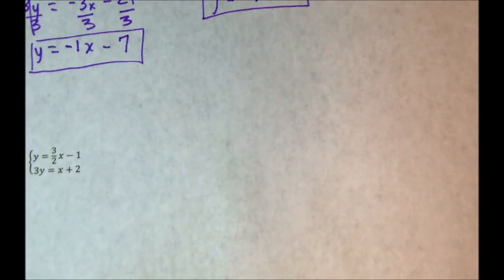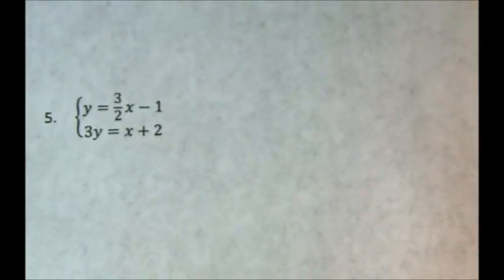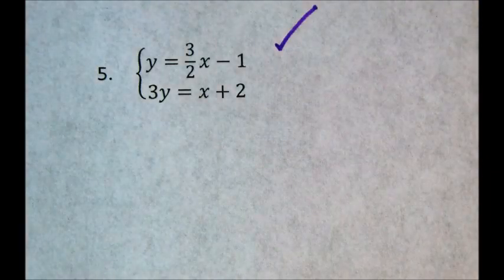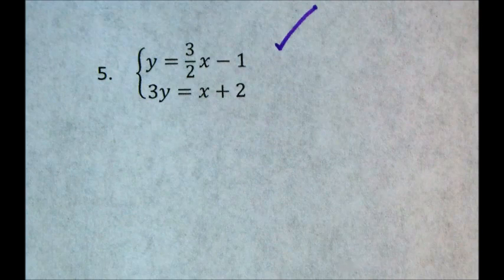All right, let's look at number 5. So number 5, I have one of my equations already in slope-intercept form, but my second equation is not. What does equation 2 look like in slope-intercept form? All right, so let's take a look at number 5. I'm noticing for my system of equations in number 5, it doesn't look like anything I've seen before. So this is a great opportunity for me to introduce a new skill.